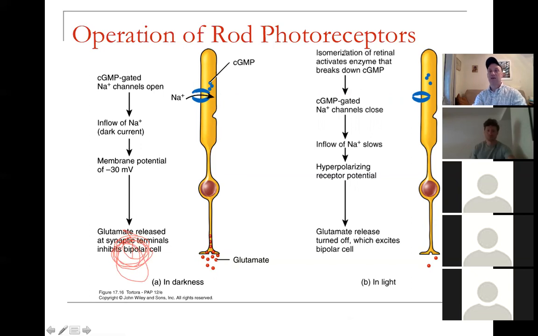When your eyes actually open, notice what happens. That isomerization of retinol activates the enzyme that actually breaks down cyclic GMP. Now you close that channel. Inflow of sodium no longer occurs. You hyperpolarize the receptor membrane potential. Glutamate turns off and you release less glutamate, and therefore natural excitation of bipolar cells occurs.